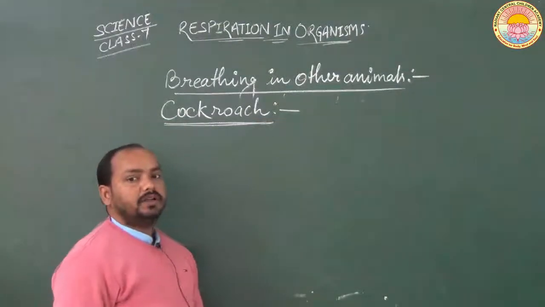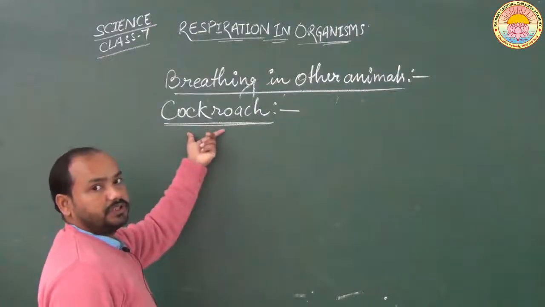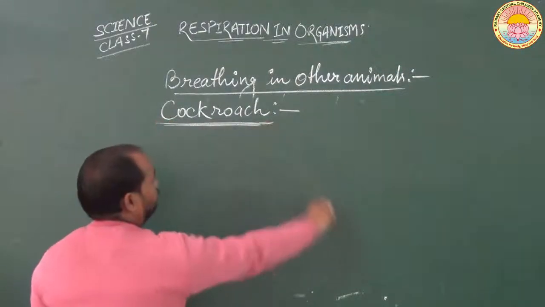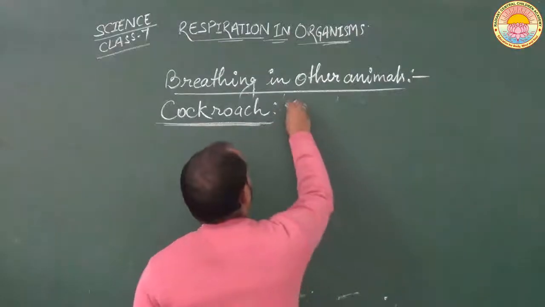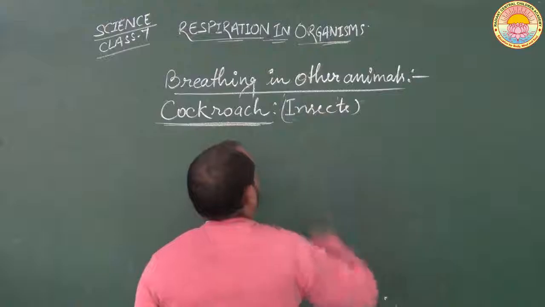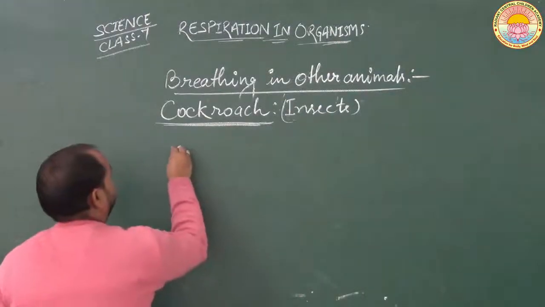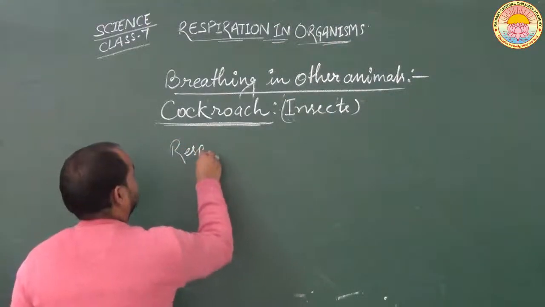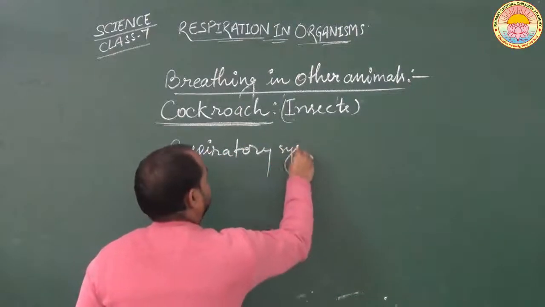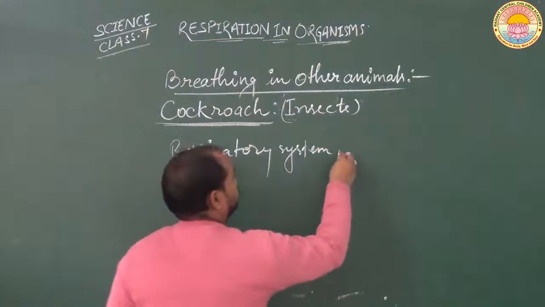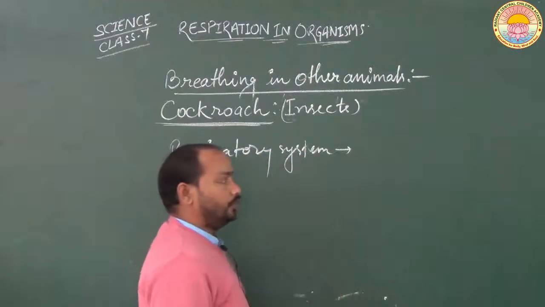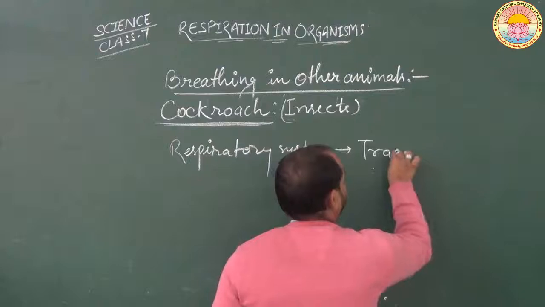Now students, let us understand how cockroaches and other insects breathe. Cockroaches and other insects have a respiratory system which is made by a network of branched tubes called trachea.